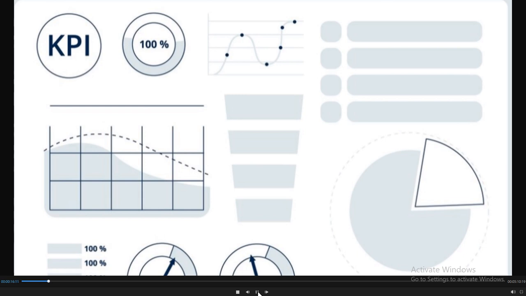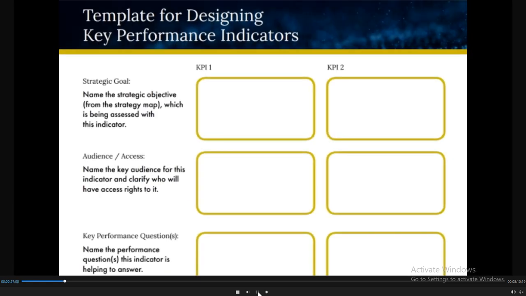This is Unsa Waly, and today I'm going to talk about how to develop great KPIs. So I'm going to share firstly a template. This template is for designing key performance indicators, and the template consists of many different elements.